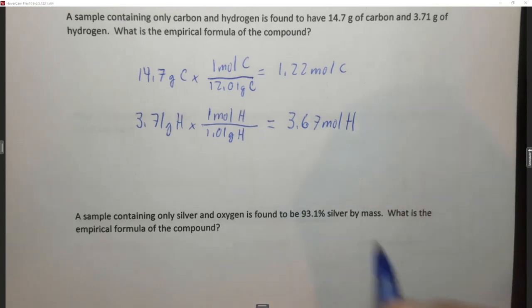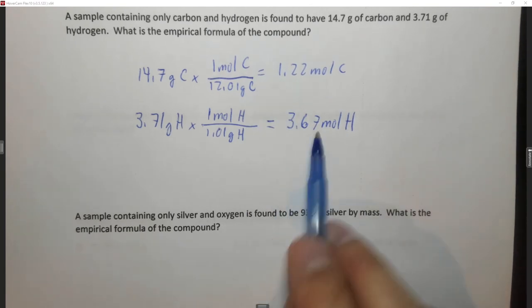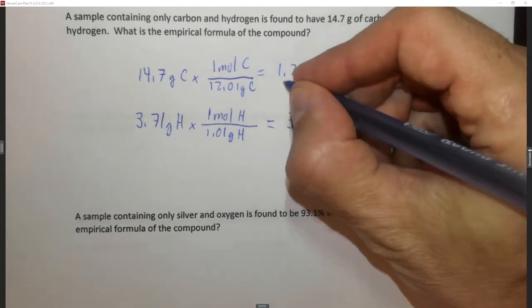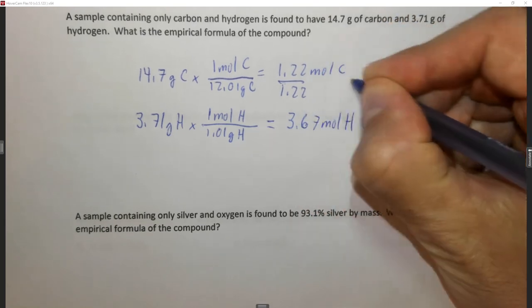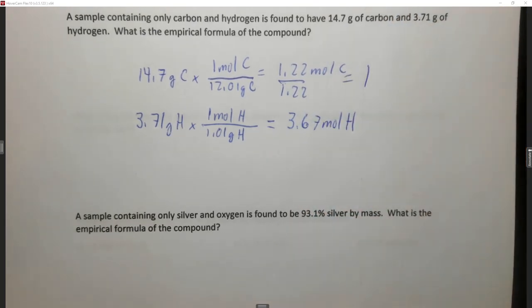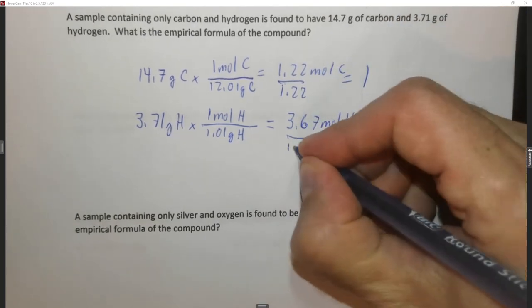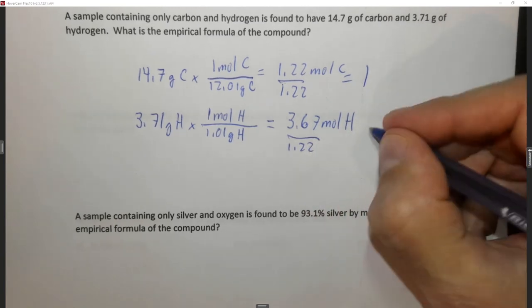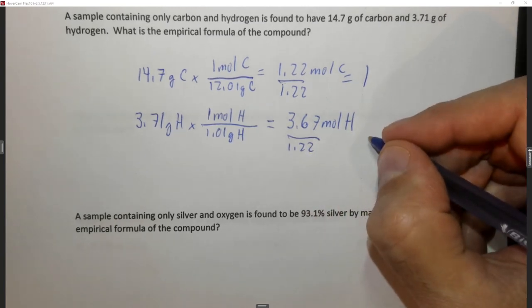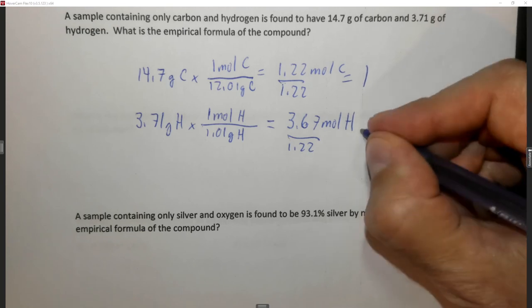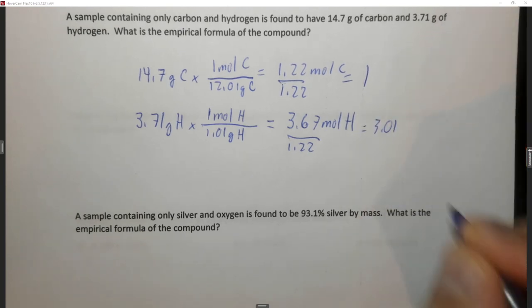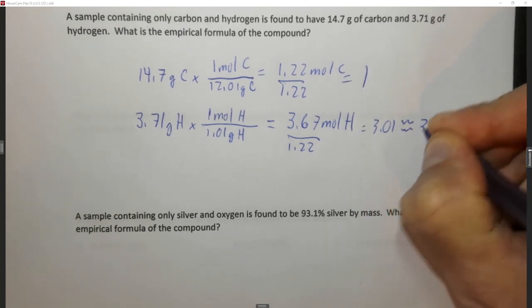So we divide by the smaller one. In this case, we have 1.22 and 3.67. 1.22 is a smaller number, so we divide this by 1.22 and we get 1. We divide this by 1.22 as well, and what we end up with is 3.01, which is approximately 3.